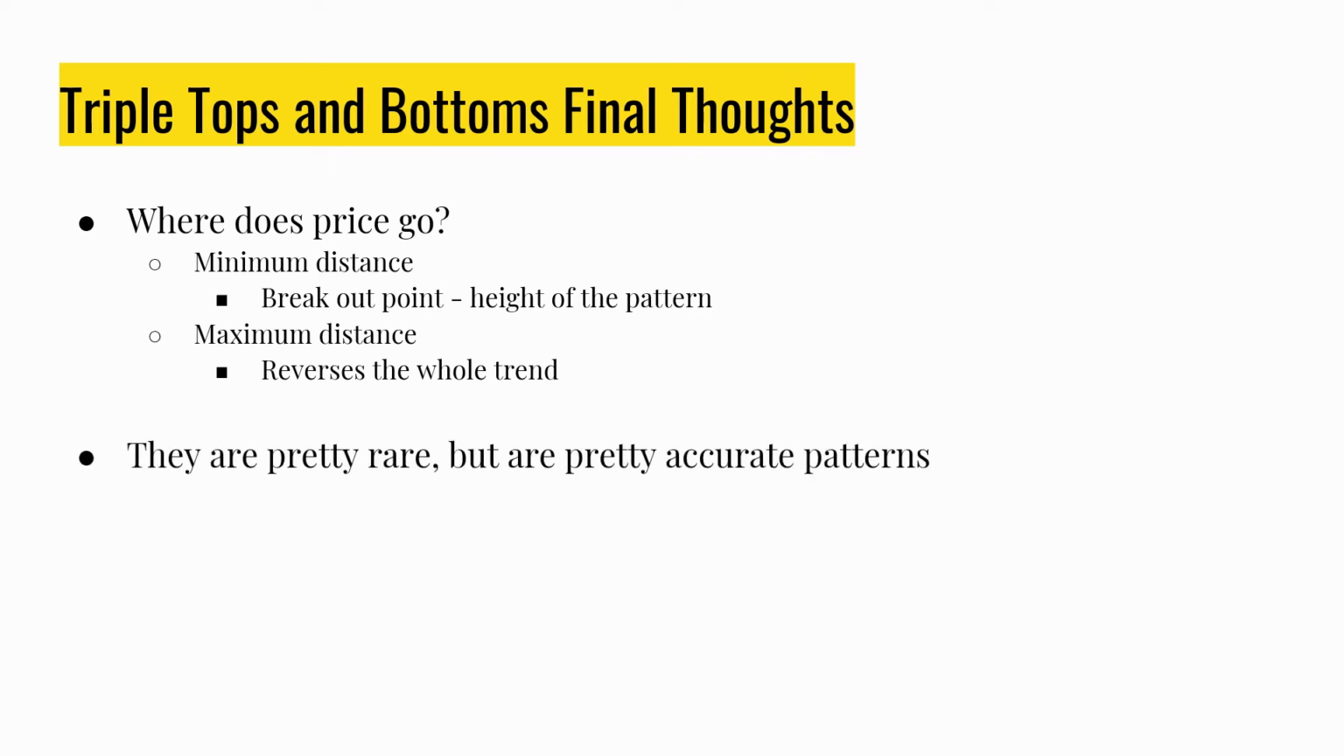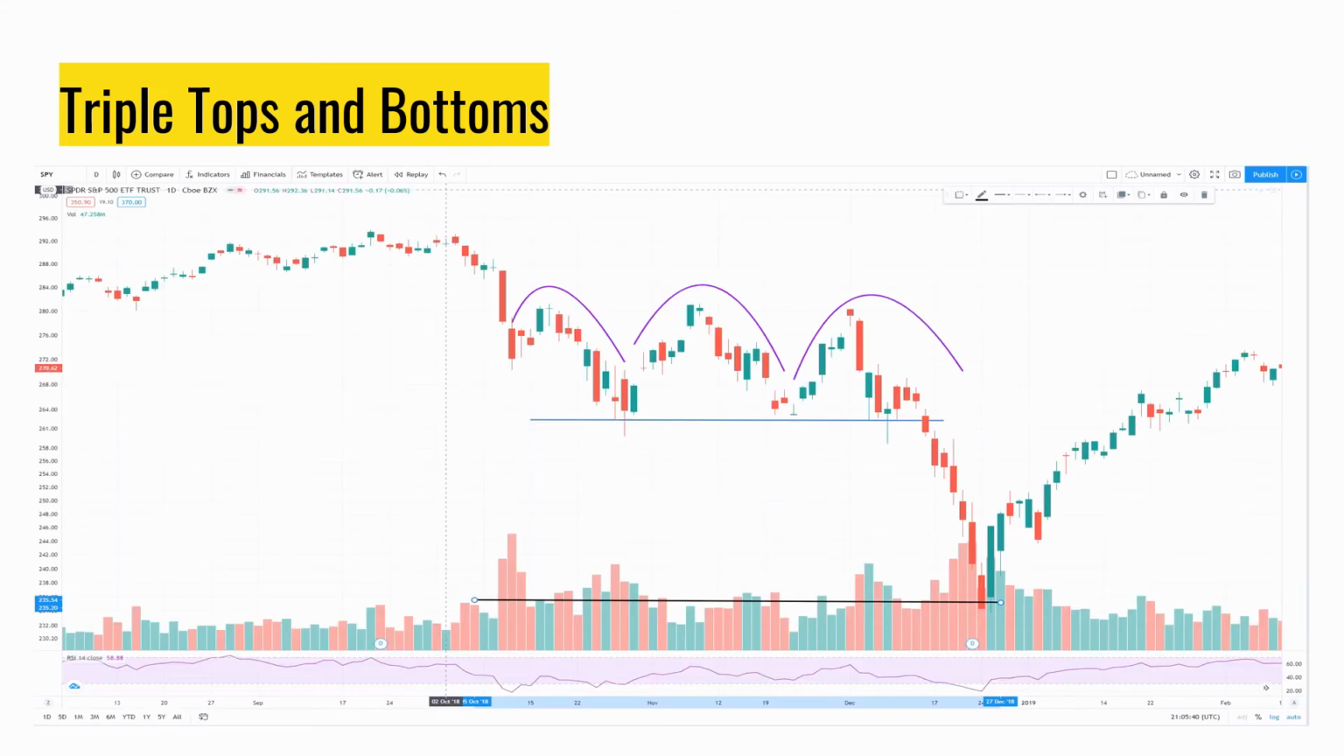The second concept is that even though this is a major price pattern, they're pretty rare. However, even if triple tops and bottoms are pretty rare, they're pretty accurate, so it would be wise to keep this pattern memorized. I thought it would be pretty hard to find a triple top and bottom example due to its rarity, but fortunately I was able to find one in under 5 minutes.